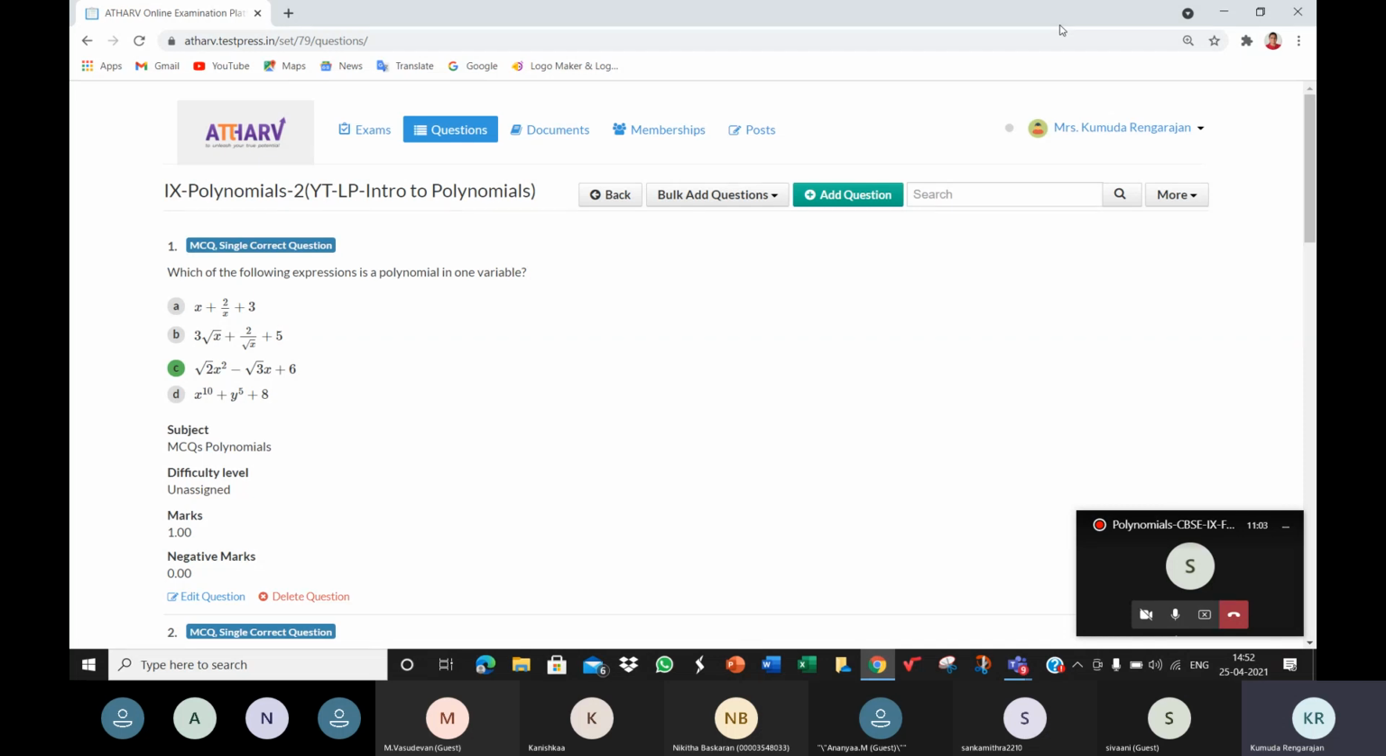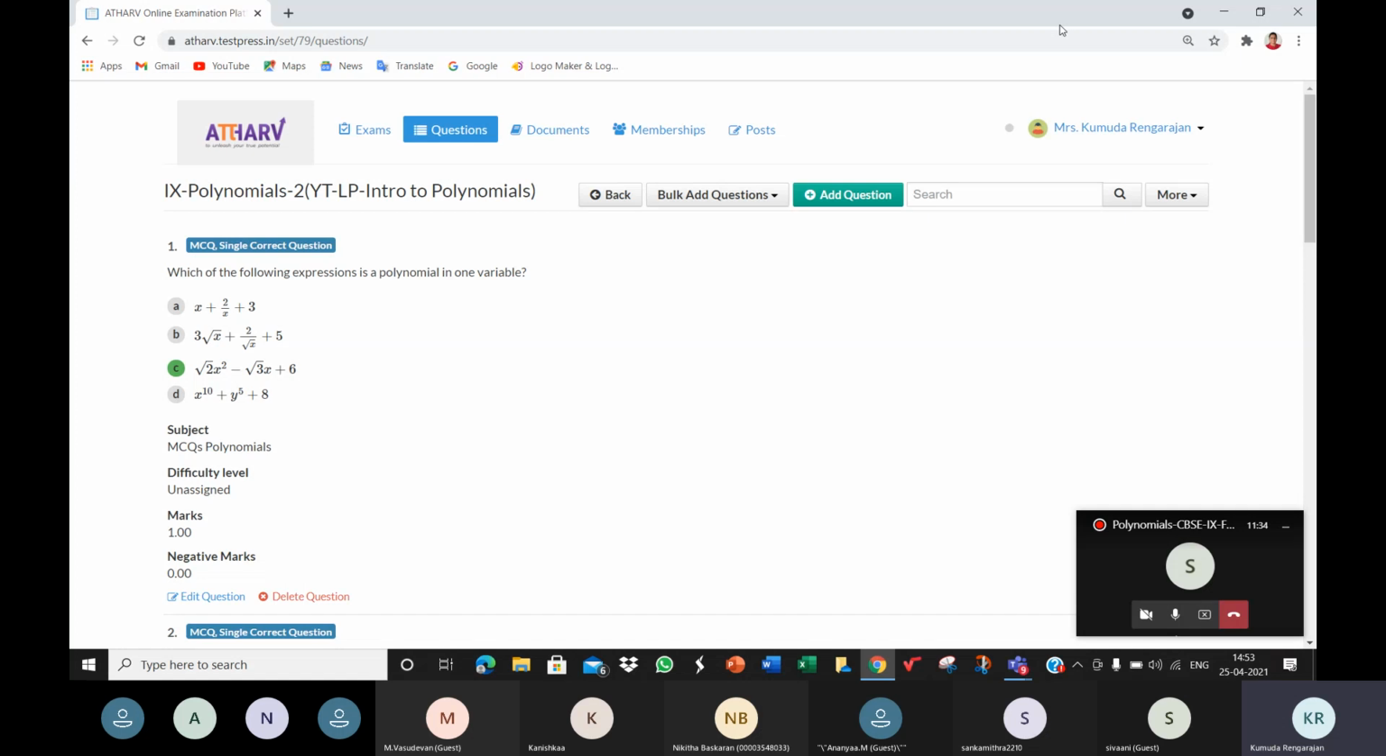And we know that the power of a variable should be a whole number if it has to be a polynomial. So the first expression is an algebraic expression, but not a polynomial. Because in the second term, 2 by x, which should be written as 2x to the power minus 1, the power of x is minus 1, which is not a whole number. Hence, the first option is an algebraic expression, but not a polynomial.